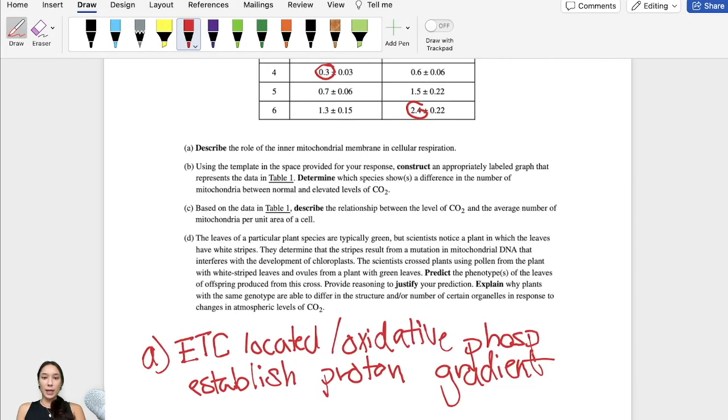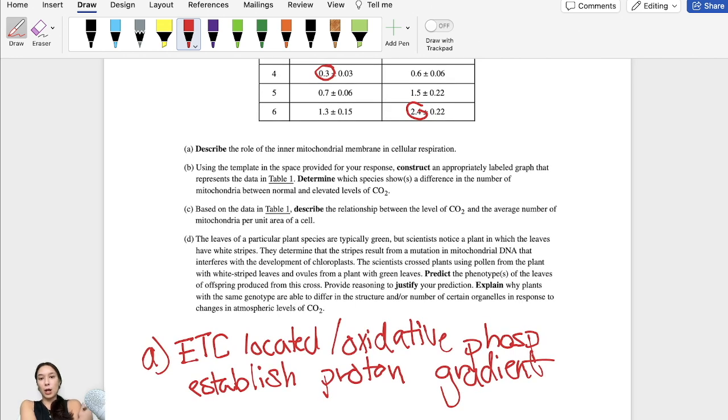Okay, so part C is asking you, based on the data in table 1, describe the relationship between the level of CO2 and the average number of mitochondria per unit area of a cell.